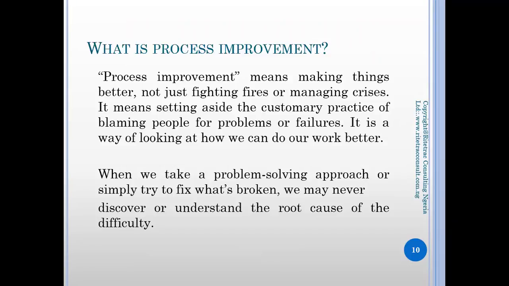As we go along, I'm going to introduce you to mistake proofing, and there you will see how we must go down to get to the root of problems so that you don't start addressing symptoms. So when we take a problem-solving approach or simply try to fix what's broken, we may never discover or understand the root cause of the difficulty.